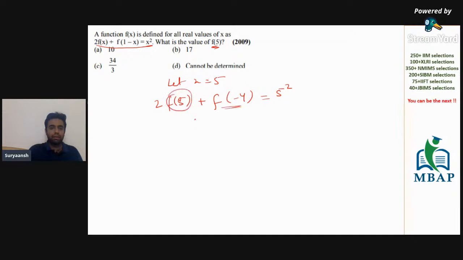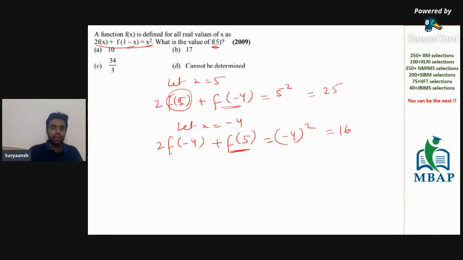Next, let x be equal to minus 4. Then 2 times f(minus 4) plus f(1 minus minus 4), which would be f(5), would be equal to minus 4 squared. The first is equal to 25, and this is equal to 16.